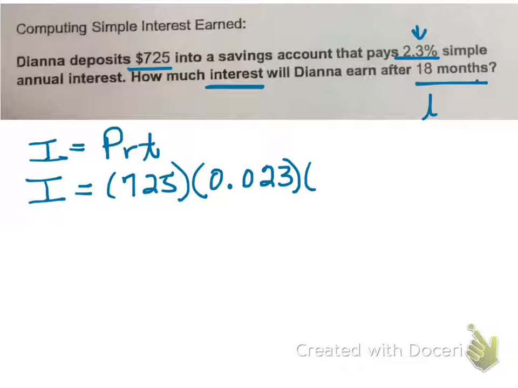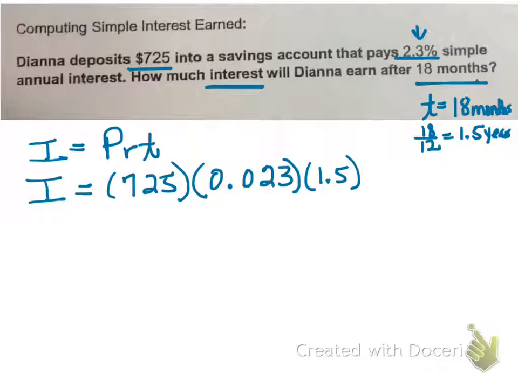Well, this formula only takes time in years. So we're going to have to convert 18 months into years. So we do that by dividing the number of months by 12, since there's 12 months in a year. So if you do 18 divided by 12, you get 1.5. So 18 months is equivalent to 1.5 years. So when we go enter time into our formula, we've got to use 1.5 instead of 18.